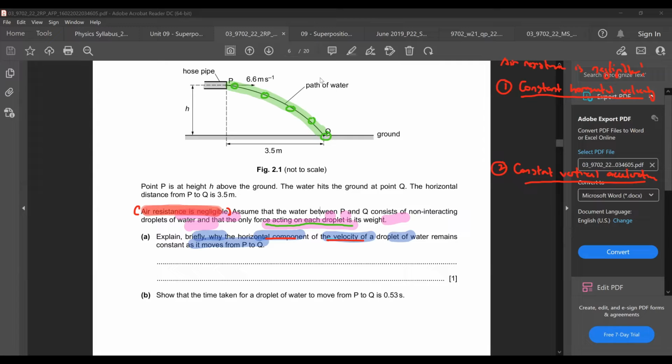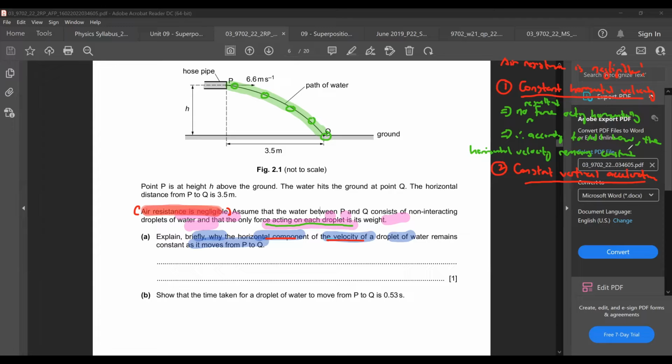So why do you have constant horizontal velocity? It is because there is no resultant force acting horizontally. Therefore, according to Newton's first law, the horizontal velocity remains constant.